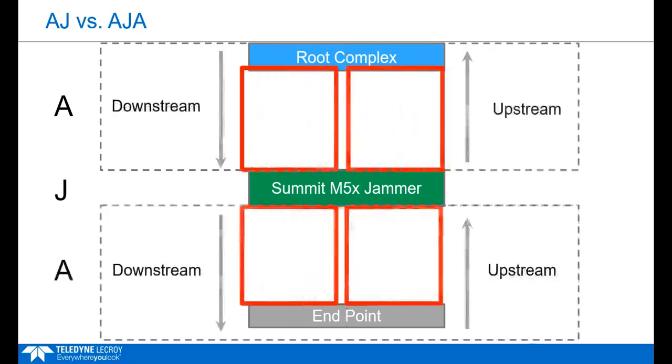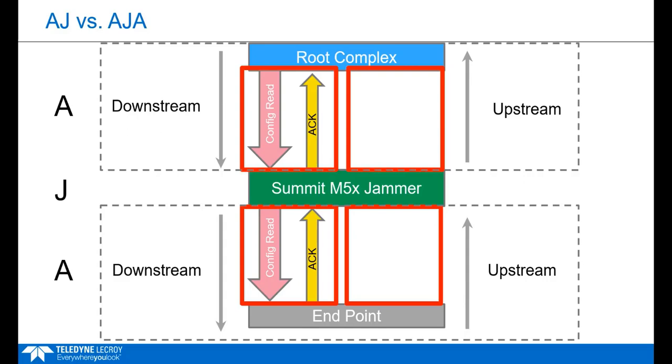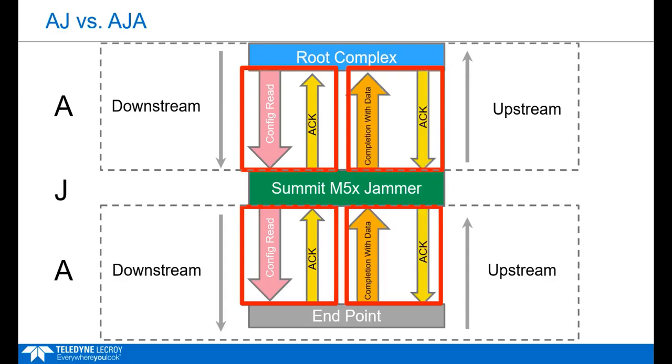AJA mode is slightly different in that it will show both sides. So we effectively have two traces, one before the jammer and one after the jammer.